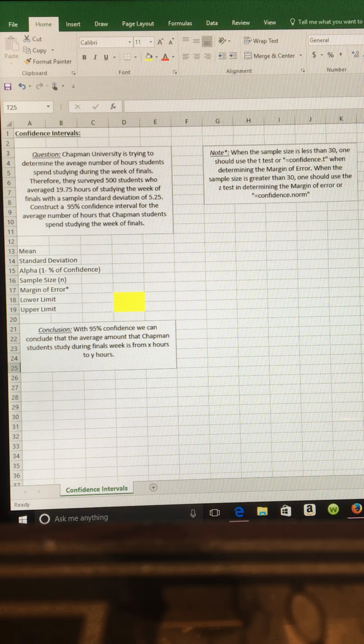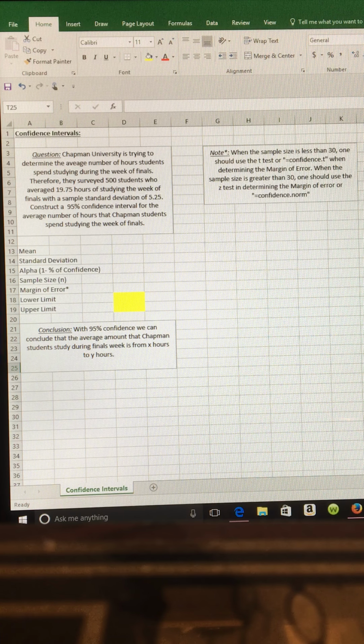Therefore, they surveyed 500 students who averaged 19 hours and 45 minutes of studying the week of finals, with a sample standard deviation of 5 hours and 15 minutes. Construct a 95% confidence interval for the average number of hours that Chapman students spend studying the week of finals.